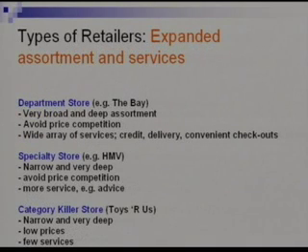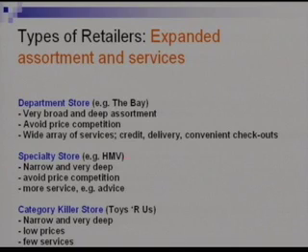Now let's look at when we expand the assortment and expand the services. So the first is the department store. Very broad and quite deep in assortment, just about something for everybody. The old Eaton's and Simpsons and the Bay. They tend to avoid price competition, and they offer a wide variety of services: credit, delivery, convenient locations, checkouts. So again, expanded services and expanded assortment.